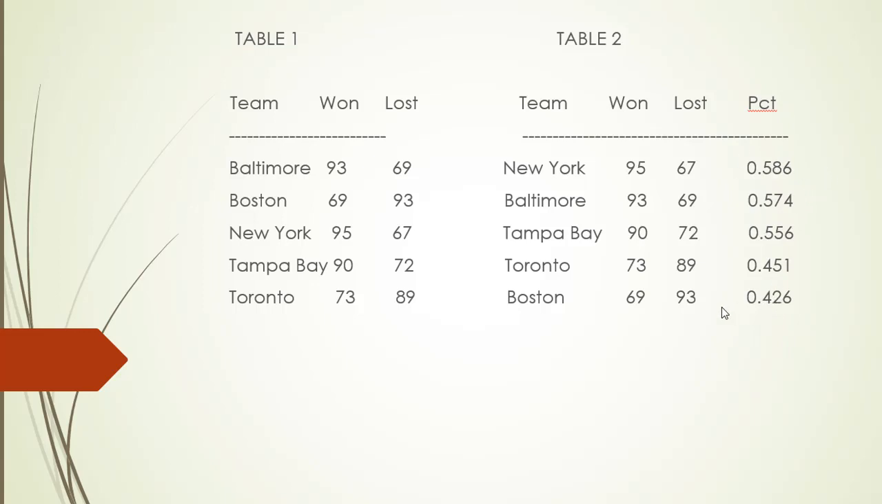So basically, we are going to read a text file, we are going to calculate the percentage from the won and lost games, we will use that information and organize it in descending order, and then we will write another text file which will be a representation of this table too.